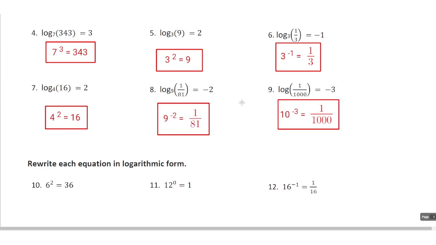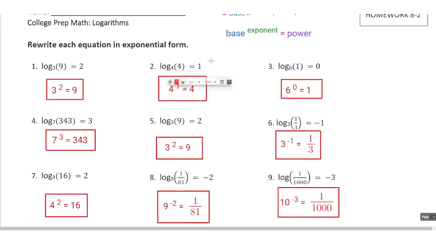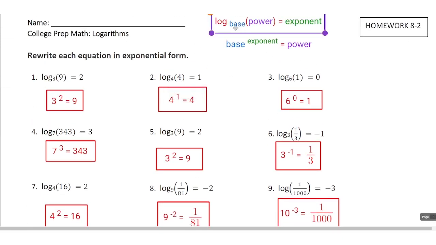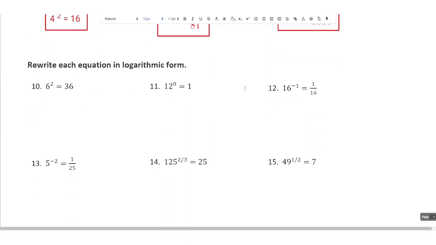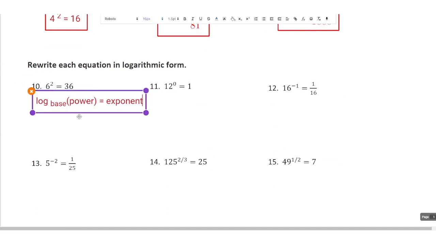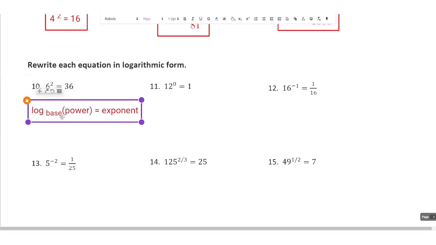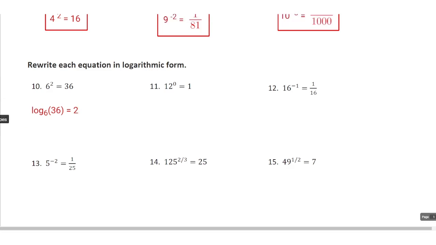All right, so those were 9 problems where we're going from logarithmic to exponential form, but now we want to go from exponential form to logarithm form. In other words, we're going the other way around. And so here we have 6 squared equals 36, and if you want to write that as a logarithm, the base here is going to be 6. The power is 36 and the exponent is 2. So log base 6 of 36 is 2, and that's because 6 squared is 36.